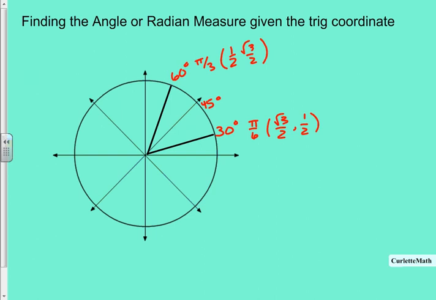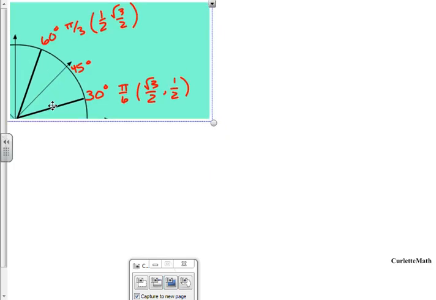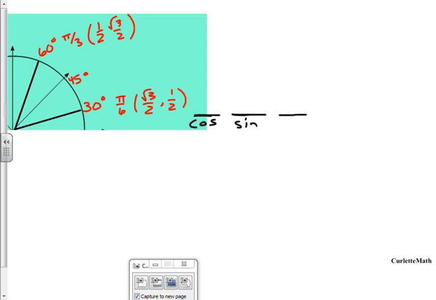Now I'm going to take my camera here, and I'm going to take a picture of this part, and it's going to take us to a new slide. Now this new slide, I'm going to work out our values here. So what I'm going to want to find is my cosine, my sine, my secant, my cosecant, the tangent, and the cotangent at each one of these points. And the first one we're going to start out is at 30 degrees at pi over 6.